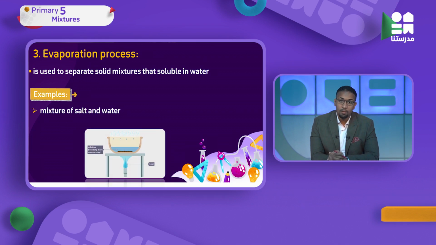So we will use a flame and we will heat the water, and we know previously that water boils and changes from liquid state to gaseous state, and this process is called evaporation. And when we evaporate this water and collect the water vapor by condensation, by cooling, the water will be distilled water or pure water, while salt will remain without any change, and it will also be a pure substance. So we will separate salt from water using the evaporation process.